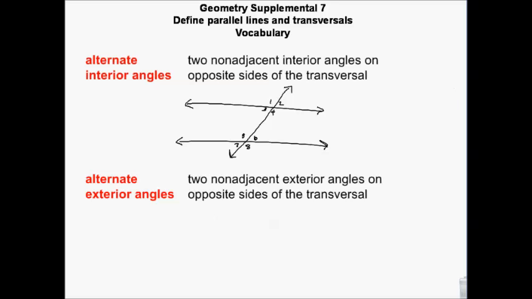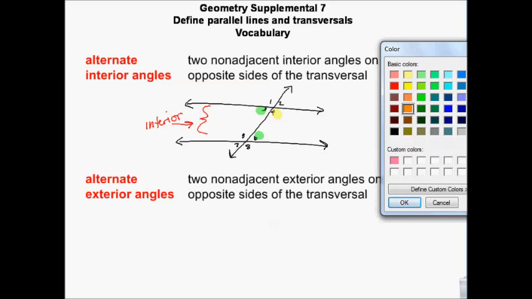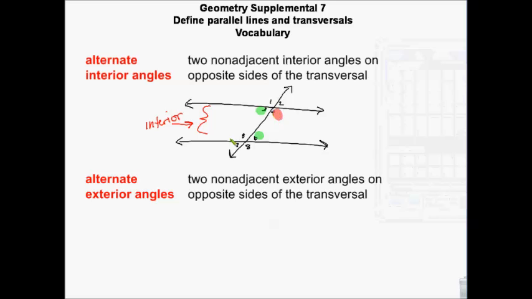The alternate interior angles are the angles that are between the two lines. That's why interior. So I'm going to label that. This is interior. Okay, this area in here. Alternate interior means on opposite sides of the transversal. So we get one set of alternate interior that are these green ones, and then we get another set. Let's do pink. Another set that are these pink ones.